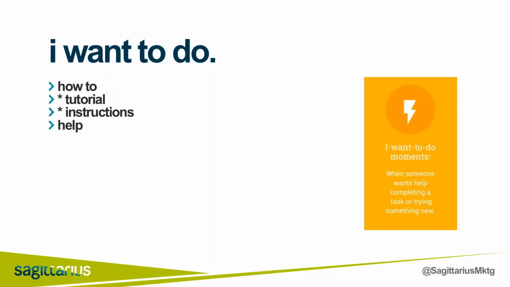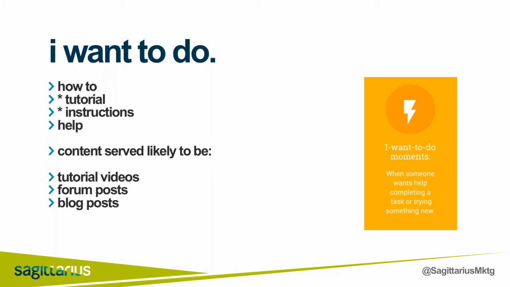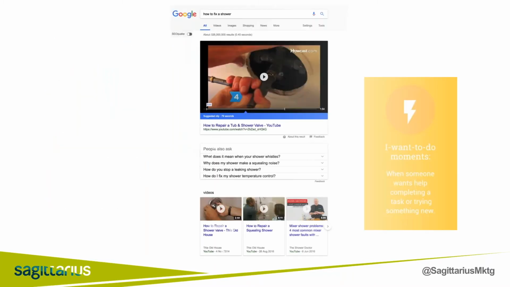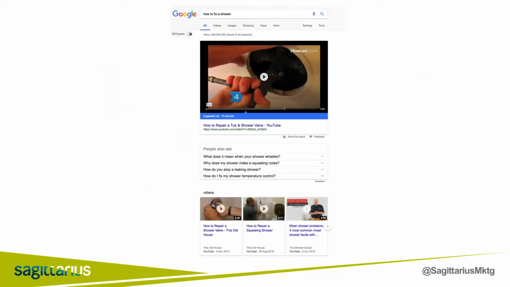So it's a really important post-purchase piece of content, but it can also just be interesting content you create. And the content likely to be served could be a tutorial video, a forum post, a blog post, and again, a knowledge article. And to show you what Google does with this kind of search, just an example, it could be that you're looking to fix a shower.